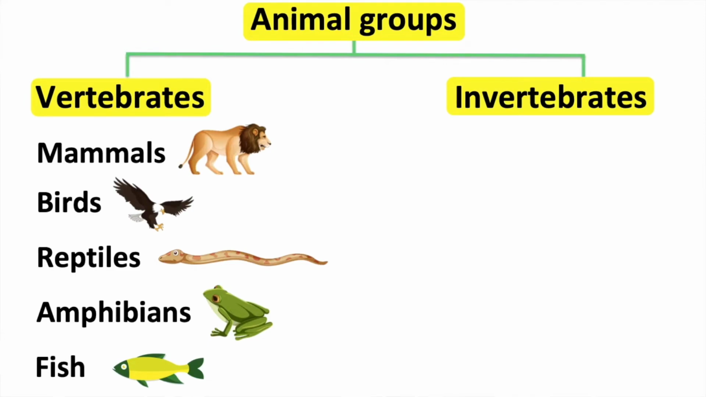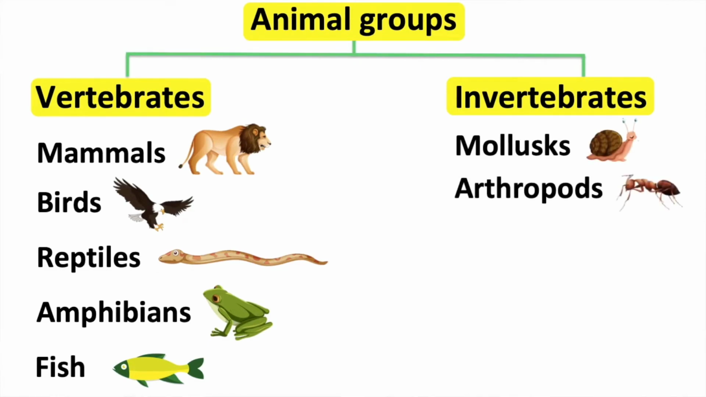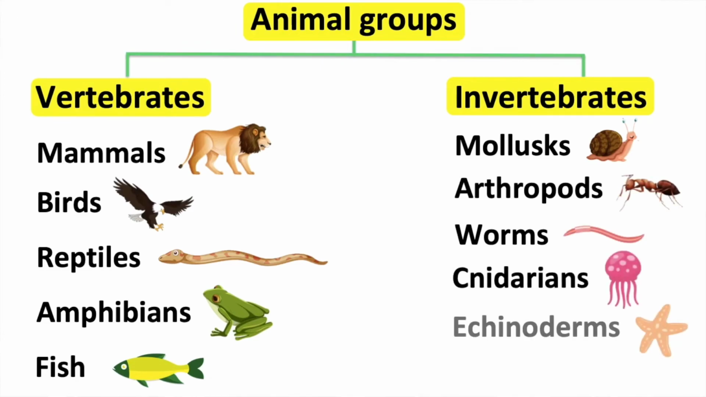There are also different types of invertebrates which we can put into groups. For example, invertebrates with 6 legs, invertebrates with more than 6 legs, invertebrates without legs. Invertebrates without legs can be grouped into worm-like or not worm-like. The 6 groups are mollusks, arthropods, worms, cnidarians, echinoderms, sponges.